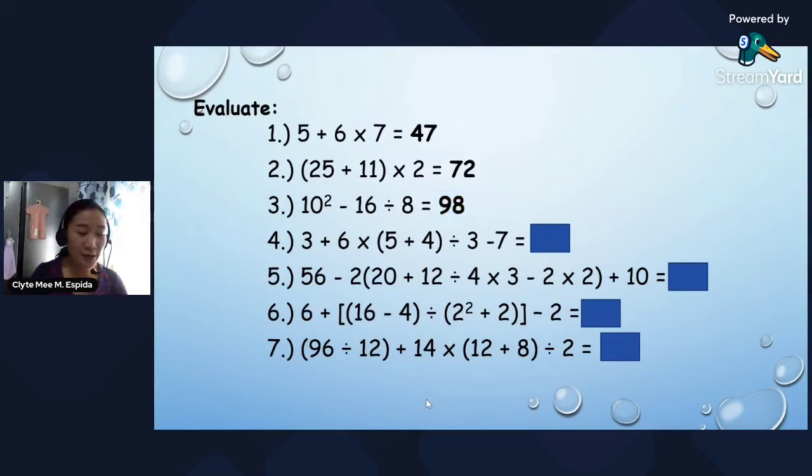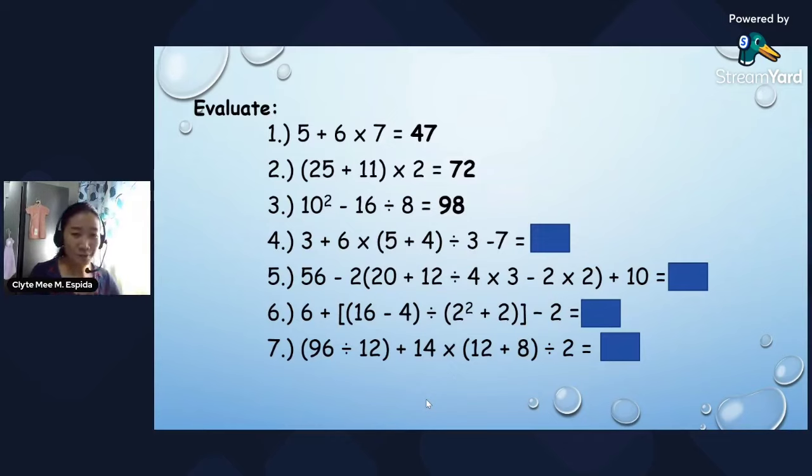So 100 first because that is with an exponent. 10 squared means 10 times 10. 10 times 10 is 100. You have now 16 divided by 8. You divide first before we subtract. So 16 divided by 8 is 2. So 100 minus 2 is 98. Okay, congratulations. Very good to the participants this morning.